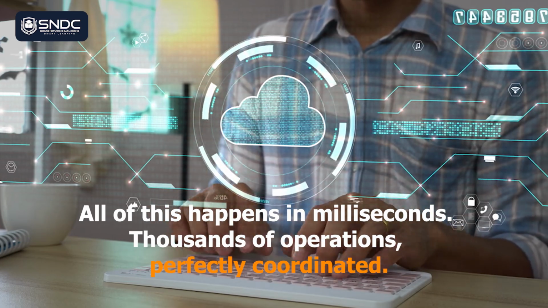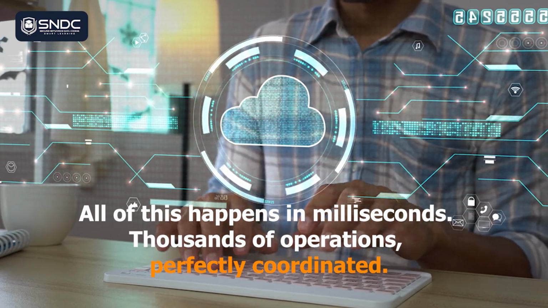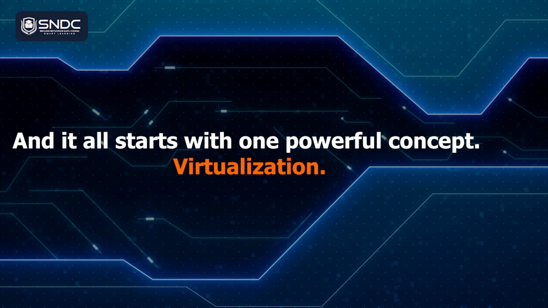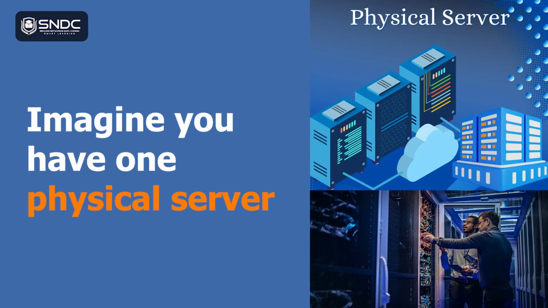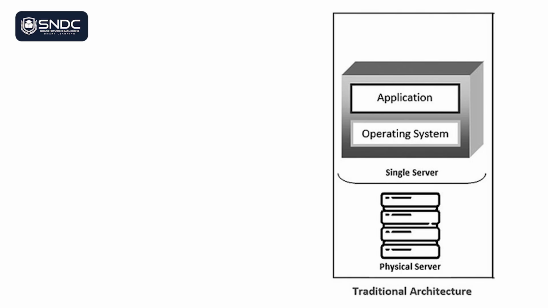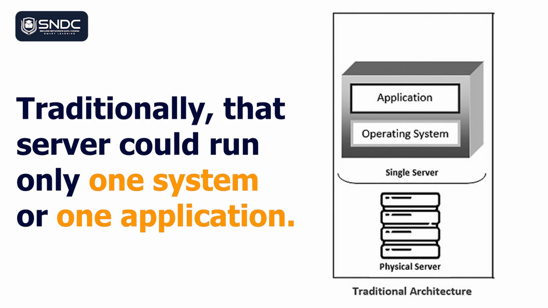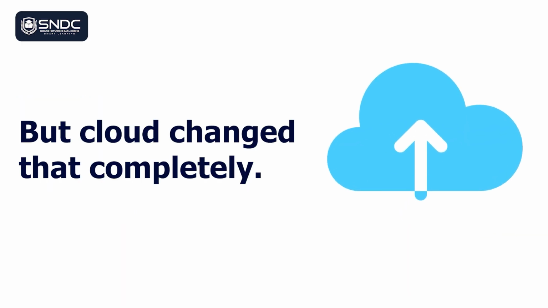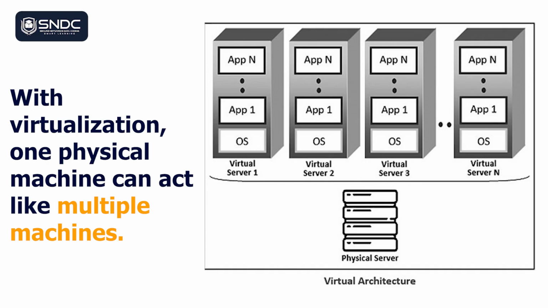Thousands of operations, perfectly coordinated. And it all starts with one powerful concept: virtualization. Imagine you have one physical server. Traditionally, that server could run only one system or one application. But cloud changed that completely. With virtualization, one physical machine can act like multiple machines.